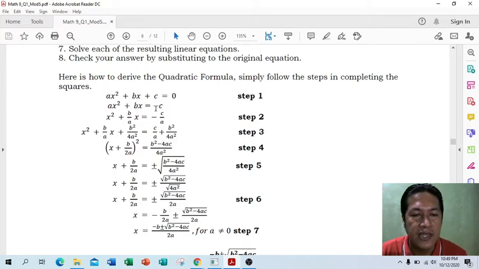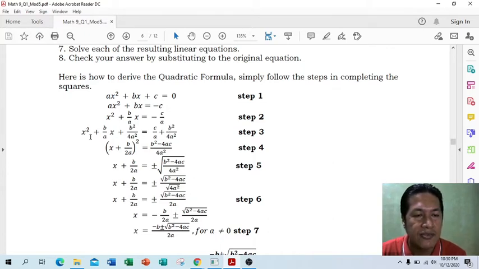So C becomes negative C divided by A, so negative C over A. And then this is our B, so B over A divided by 2. So B over 2A squared, which becomes B squared over 4A squared. So if you add B squared over 4A squared to the left side, you also add it to the right side.